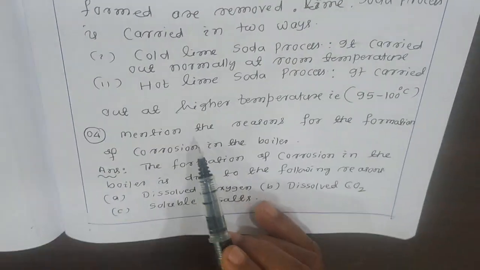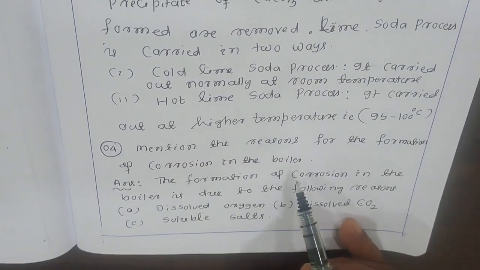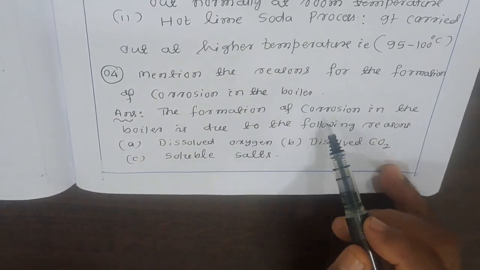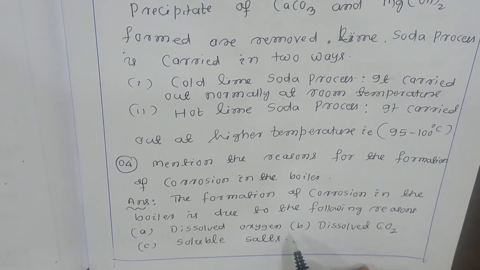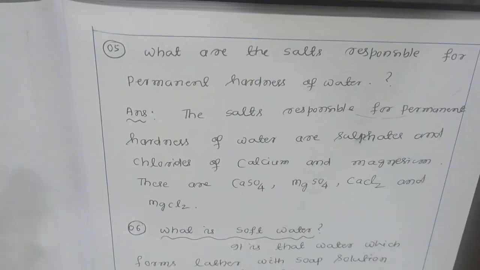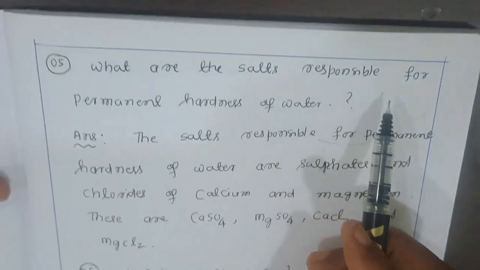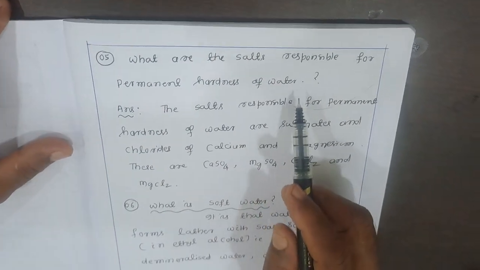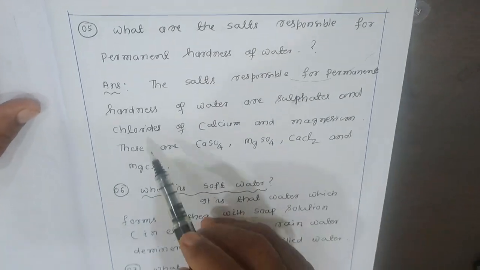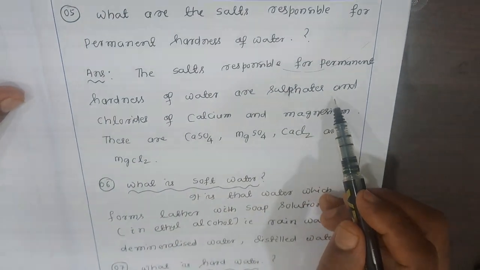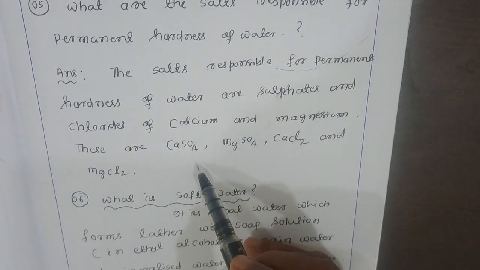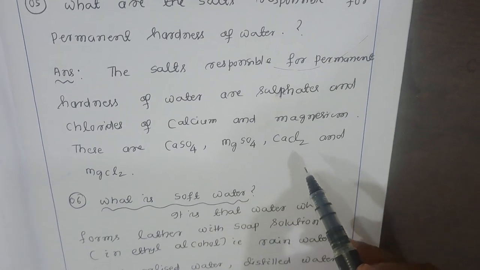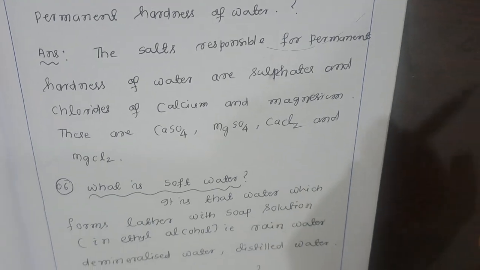Next question is, mention the reasons for the formation of corrosion in the boiler. The formation of corrosion in the boiler is due to the following reasons. First, dissolved oxygen, dissolved carbon dioxide, and soluble salts. Next question is, what are the salts responsible for permanent hardness of water? The salts responsible for permanent hardness of water are sulfates and chlorides of calcium and magnesium. These are calcium sulfate, magnesium sulfate, calcium chloride, and magnesium chloride.